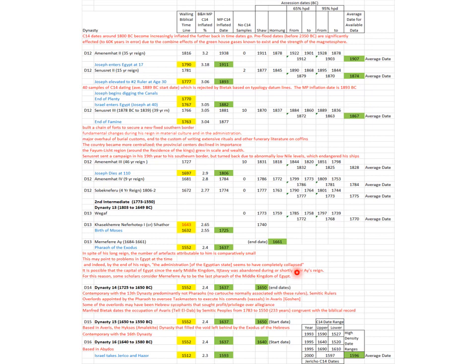This was the end of the 12th dynasty, and this was the end of the Middle Kingdom. Major, major, major collapse. It is possible that the capital of Egypt since the early Middle Kingdom, Itjtawy, was abandoned during or shortly after Merneferre's reign. For this reason, some scholars considered Merneferre to be the last pharaoh of the Middle Kingdom of Egypt.